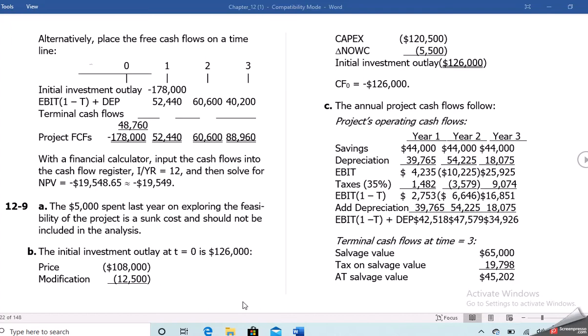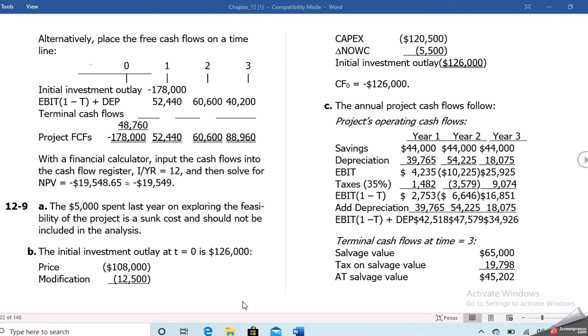I'm also going to do number 9 in class, so I'm going to bring up the solutions here and talk about that. Number 9 is saying that we have a new proposal to purchase a milling machine. It has a base price of $108,000 and it has shipping and installation costs that are going to add another $12,500.